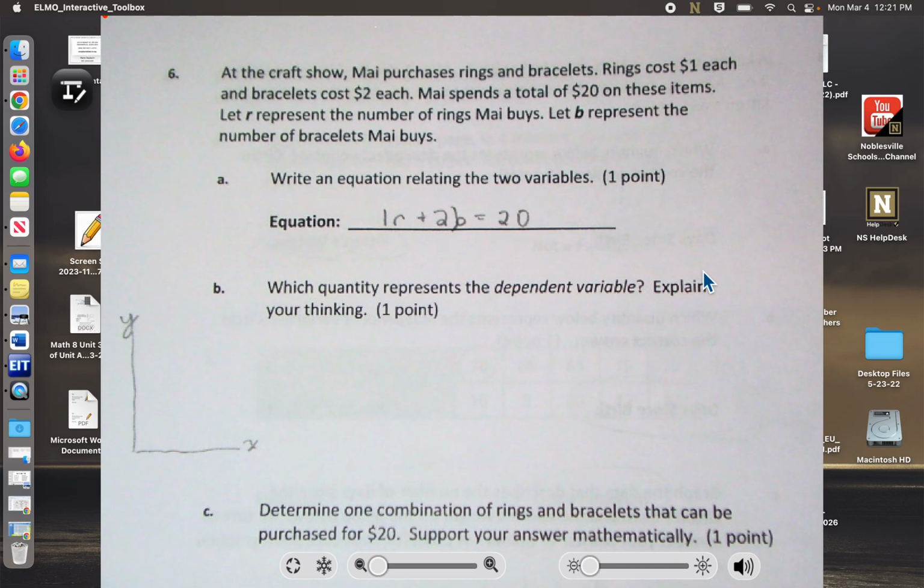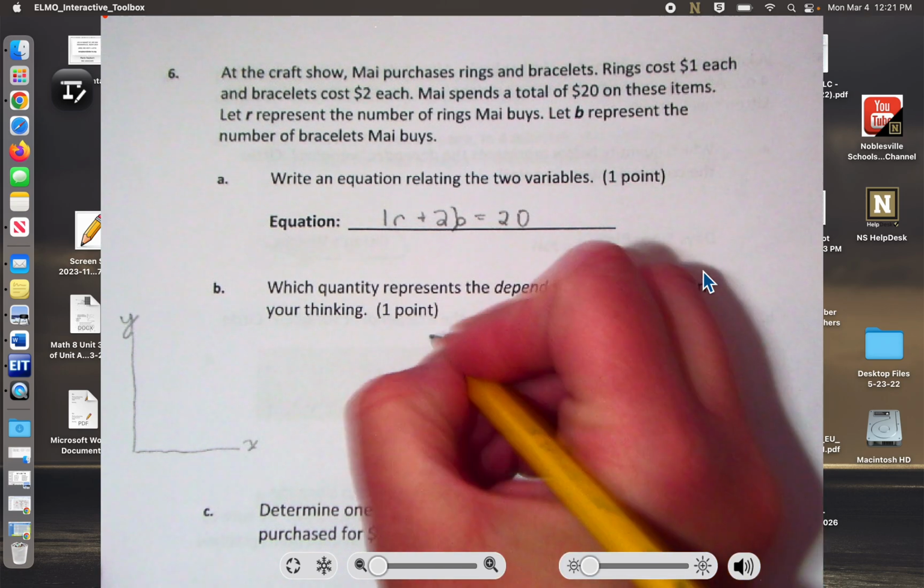It's kind of a trick question. It could be either, couldn't it? Yeah, it could go either way. You could say the ring depends on how many bracelets you buy. You could also say the bracelets depend on how many rings you buy. Which booth do you get to first, right? So when it asks which represents the dependent variable, you could really say either.